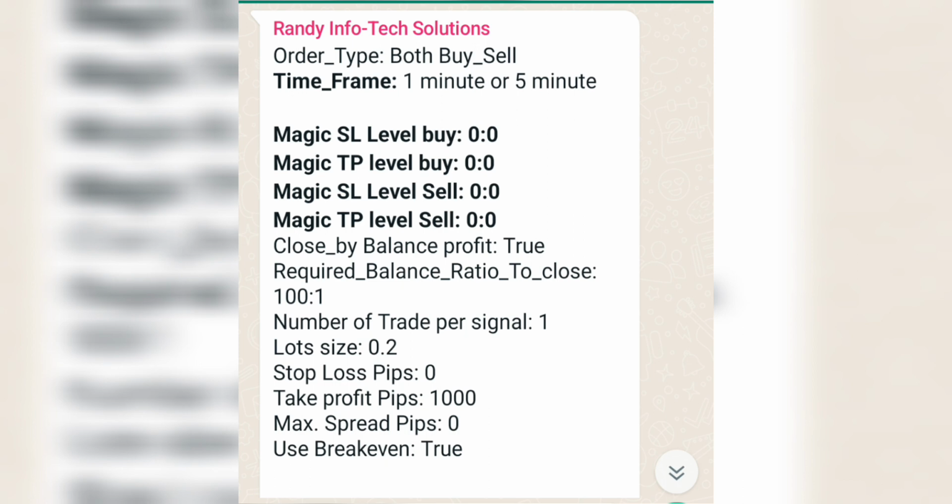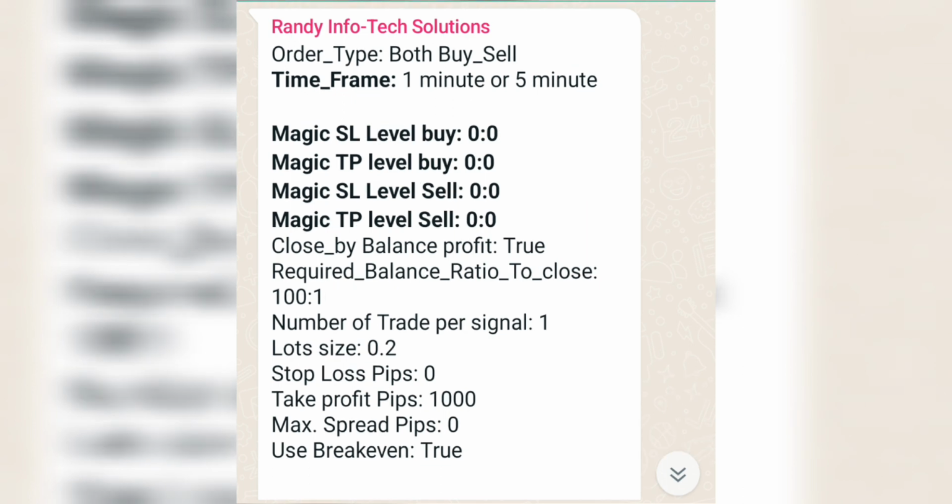Now if you want the robot to be picking a lot of trade for you, you go with the 1 minute time frame or 5 minutes time frame. If you don't want the robot to be picking trade for you, you have to go with the 30 minutes time frame, 1 or 4 hours time frame. So now let's leave the magic SL first, because it's something I'm going to show you practically.